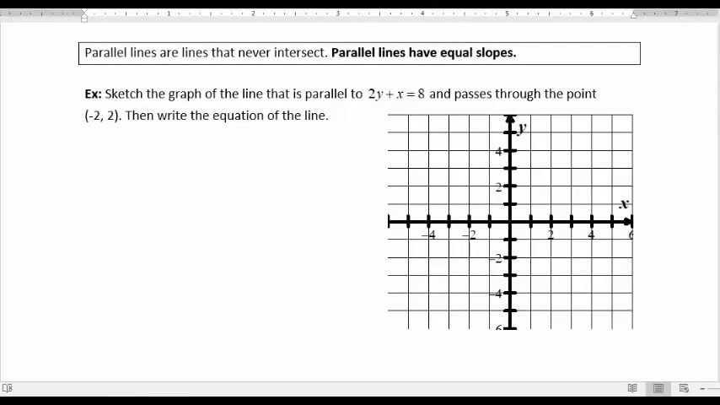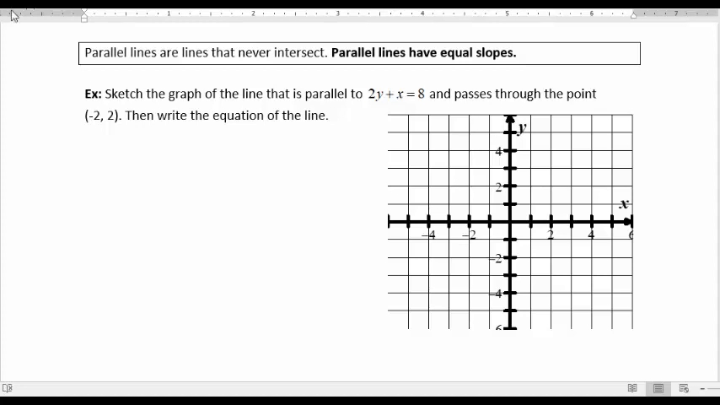And then just one final thing covered in this section is this whole idea of parallel lines. Parallel lines are lines that never intersect. So basically they stay the same distance apart at all times, which means they're going to have equal slopes. Any lines that don't have equal slopes are going to eventually cross somewhere. The only time they're never going to cross is if they have equal slopes. So parallel lines are going to have equal slopes.